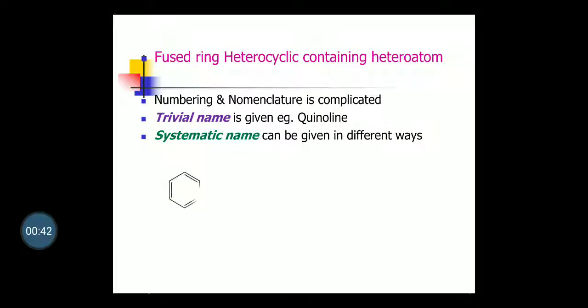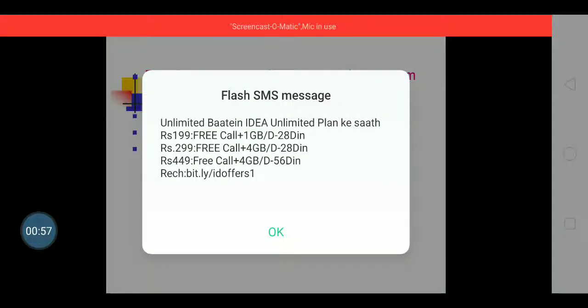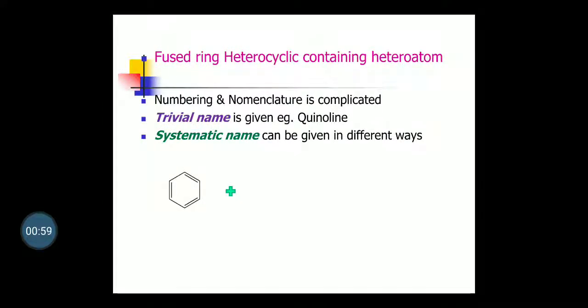for a fused ring structure. So wherever there is a fused ring structure, there will be two types of name, the trivial name as well as the systematic name. Trivial name, for example, quinoline is a trivial name. Normally from here onward we will use the trivial name itself, and the systematic name will be given in a different way. We'll see the example of quinoline.